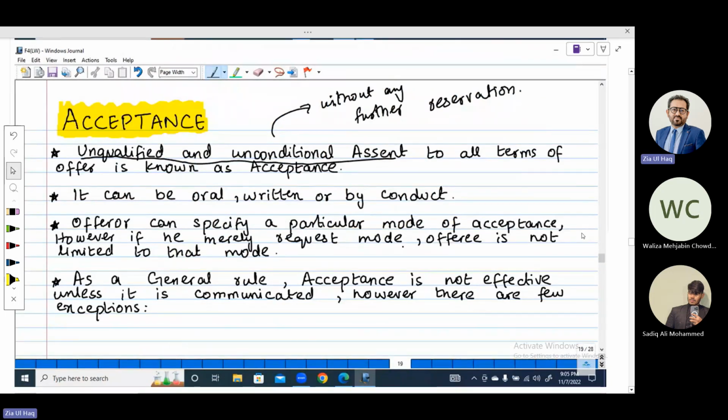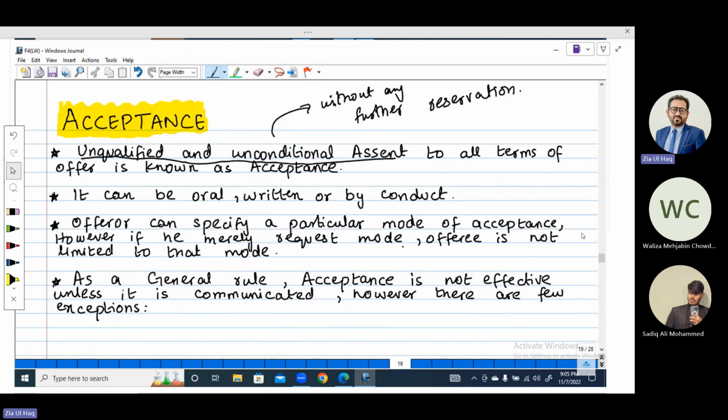So we have discussed offer. What is an offer? What is an invitation to treat? How can an offer be terminated? Now we are moving towards acceptance. What is acceptance? Because agreement means offer and acceptance, unqualified and unconditional assent to all terms of the offer is known as acceptance.